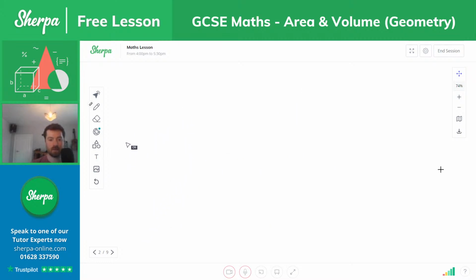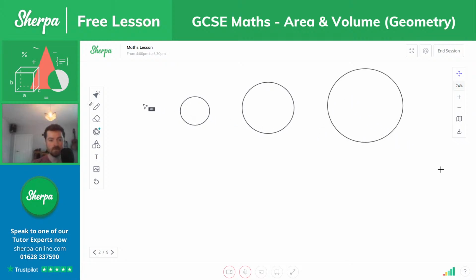Also, another nice example of area. Just before we touch on volume, I could have a circle, a bigger circle, and an even bigger circle, and I could have a radius of 1, a radius of 2, and a radius of 3. Hopefully you'll remember your formula for the area of a circle is pi r squared.